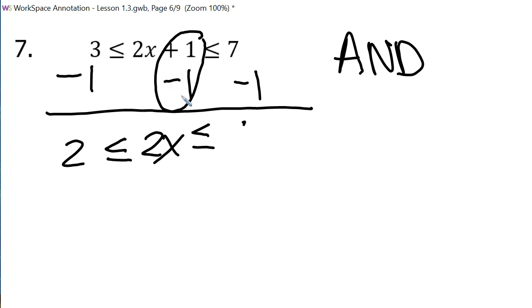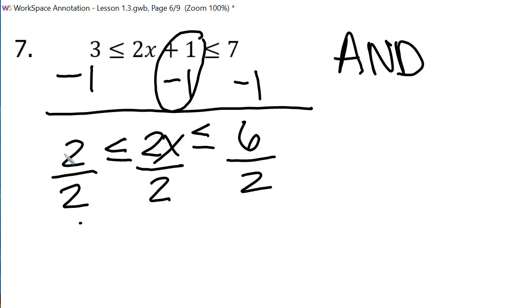Is x by itself? No. How do we get rid of that 2? Divide by 2. Whatever we do to the middle, we have to do to the left side and to the right side, so you have to do it 3 times. 2 divided by 2 is 1. Bring down your less than or equal to. Bring down your x. Bring down the less than or equal to. And 6 divided by 2 is 3.